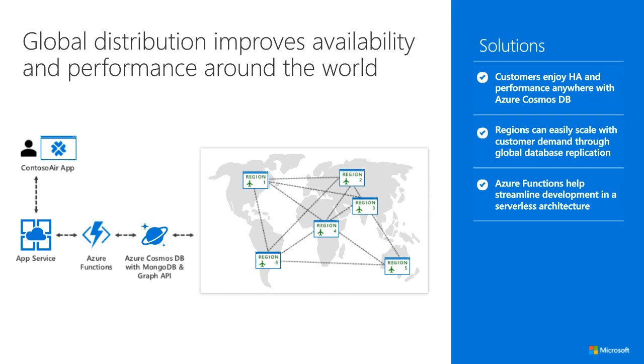And so within this simple architecture, you have your Contoso Air application, which talks to your app service, which has a lot of the logic hooked up in Azure Functions and can be connected to Azure Cosmos DB. And this is applicable to any of the APIs, and so Azure Cosmos DB can be replicated to any number of regions, no matter what the API is. And the real benefits, like I mentioned, are the customers enjoy high availability and performance anywhere in the world. The regions can easily scale, and customers demand through global database replication. And Azure Functions really helps to streamline development so that you do have that serverless architecture, and you're only really focused on the code.